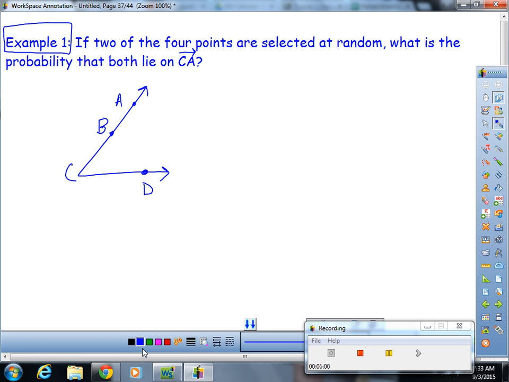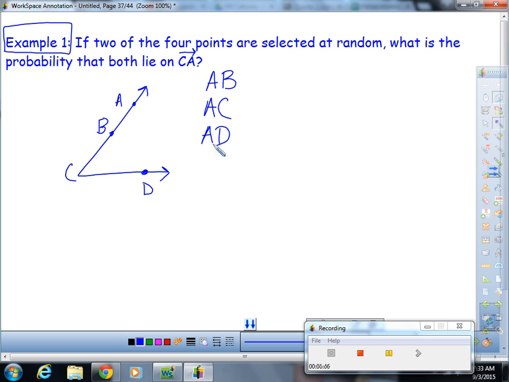If 2 of the 4 points are selected at random, what is the probability that both of them lie on ray CA? Okay? When you do these, you have to think about geometry when you're doing the probability. And I'll explain that right now. But what we're going to do is make an organized list. So we'll start with A and pair it with B. What would be the next sensible pair? AC, and then finally AD. Okay, so those are all the ways we could pair a point with point A.